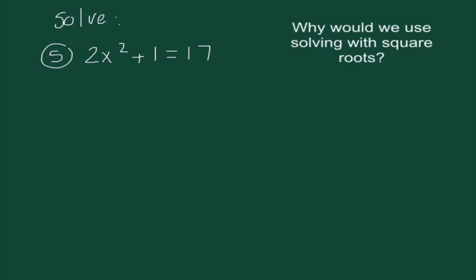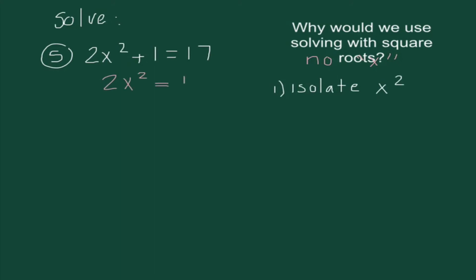So the first thing you might think about is why would we use solving with square roots on a problem like this? And the big thing is that we have no x value. I have x squared and I have constants. So that would be just a good signal to me that using square roots is going to be a good method. What we need to do to begin with is isolate our x squared.